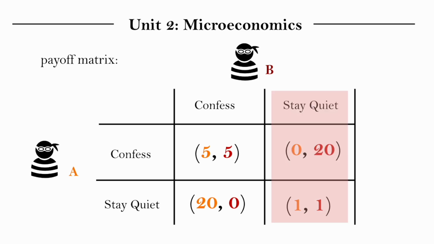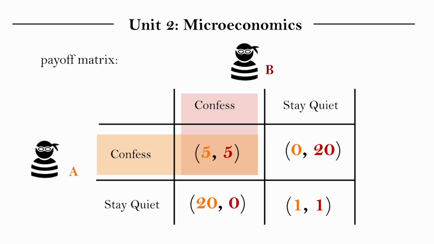What if B stays quiet? Well, in that case, it is also better for A to confess because 0 years is still better than 1 year. And if you do the same from B's perspective, you'll find that confessing is also the winning strategy for B as well. And we end up here. 5 years for both, because both will choose to confess when they consider what is best for themselves. And we can easily see that this is worse than the 1 year and 1 year outcome we identified earlier.